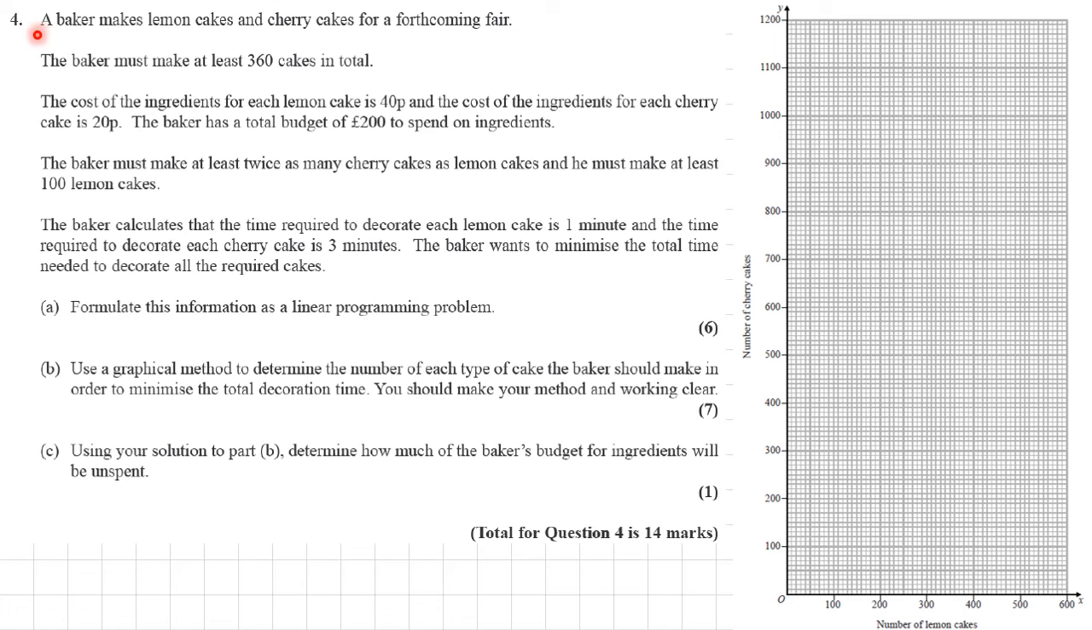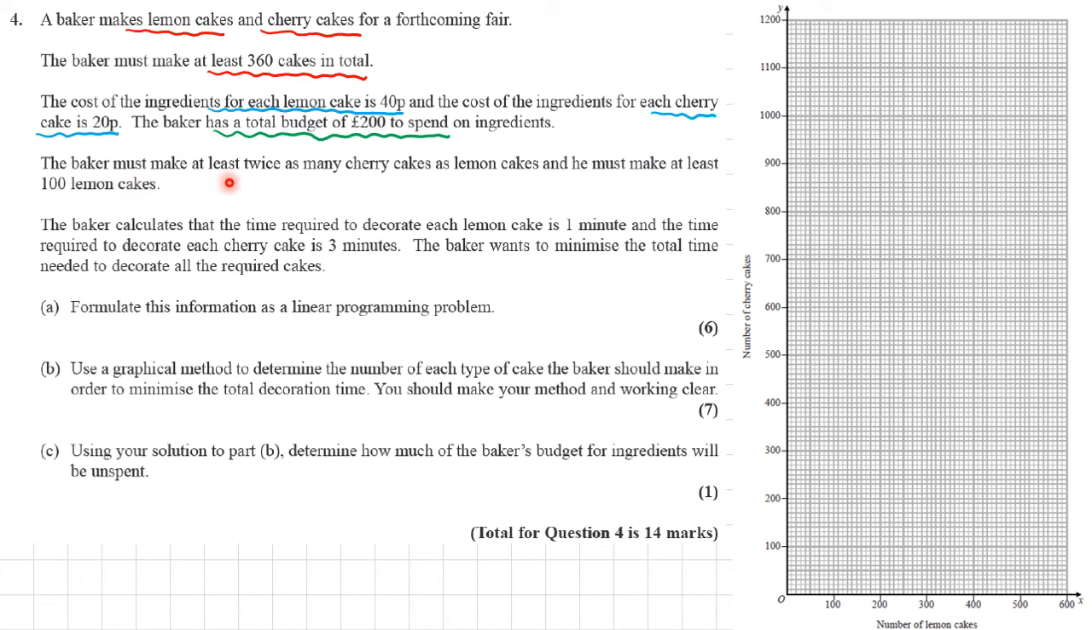Question 4. A baker makes lemon cakes and cherry cakes for a forthcoming fair. Lemon cakes, cherry cakes. The baker must make at least 360 cakes in total. The cost of the ingredients for each lemon cake is 40 pence. So lemon cake is 40 pence. And the cost of the ingredients for each cherry cake is 20 pence. So cherry cake, 20 pence. The baker has a total budget of £200 to spend on ingredients.